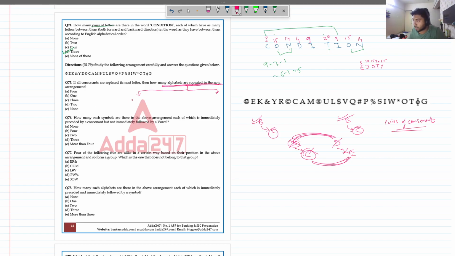So this is one scenario: already existing pairs of consonants. This is my one scenario. What is the second scenario?